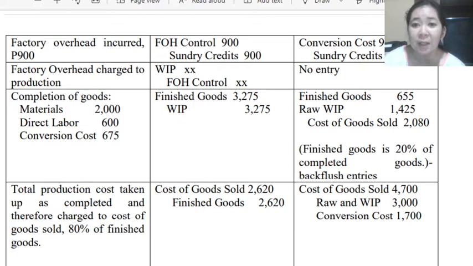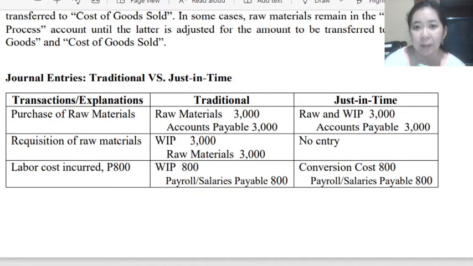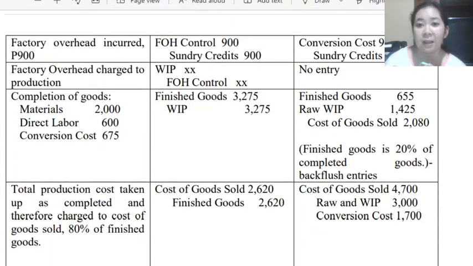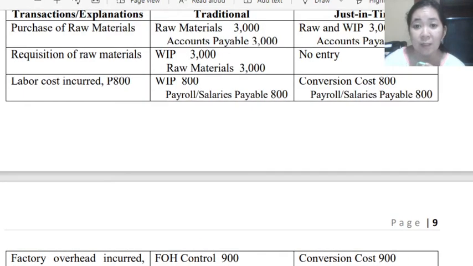So finished goods is 20% of completed goods. That's why, if you could notice, your finished goods is 655. Our raw and work in process is 1,425. That is 60%, and 20% of that. So in this case, our finished goods is from 3,275.